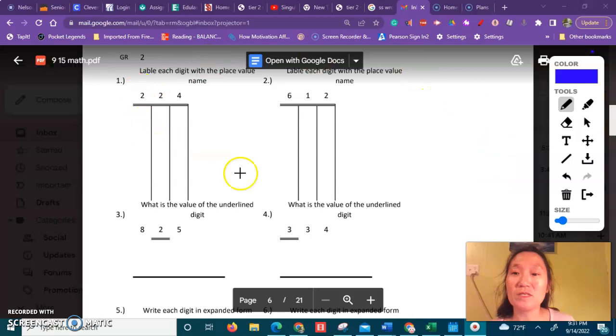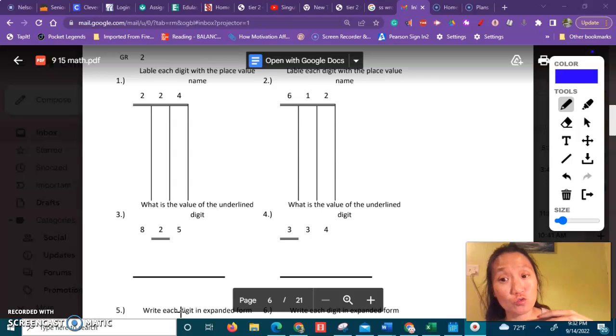So, you are Group 2 work, so you will have this sheet in front of you as you are working. Make sure you have your pencil. Make sure you are working with me. It says here, label each digit with the place value name. Okay, so what is the place value name?